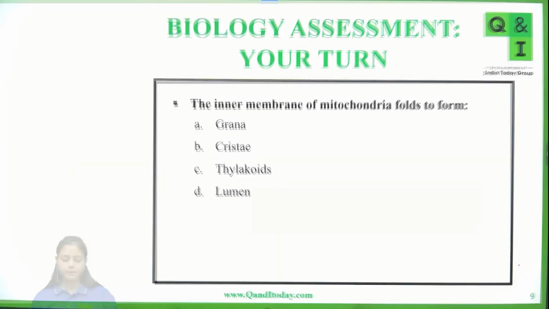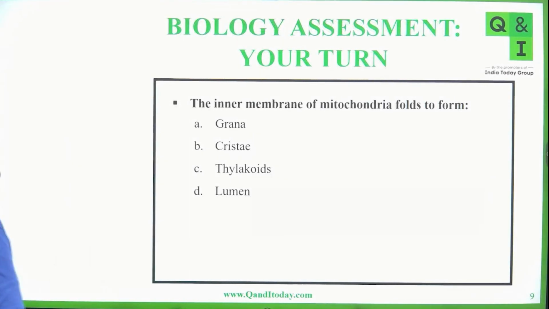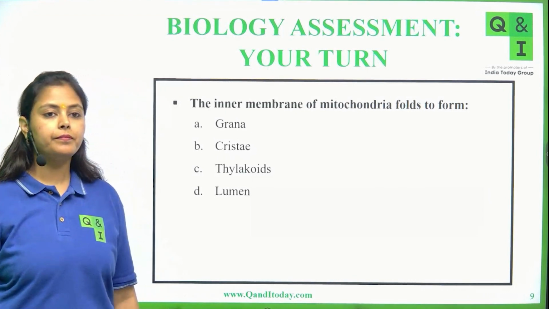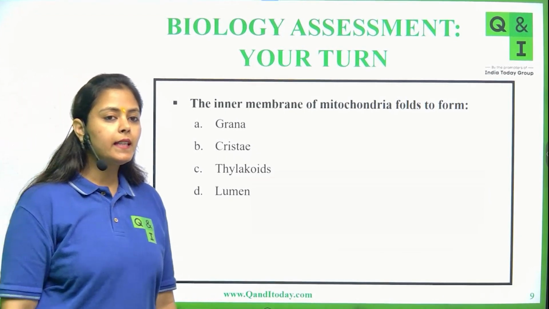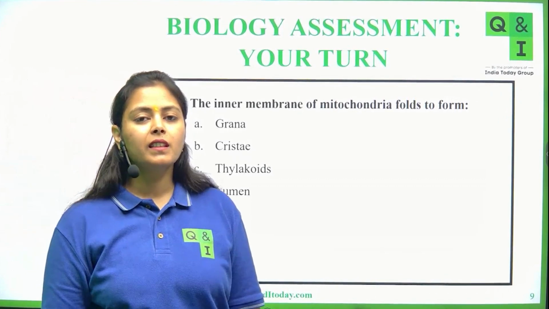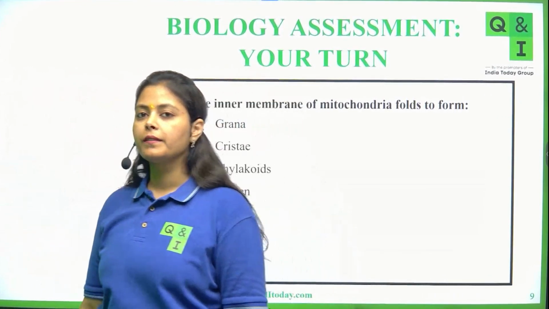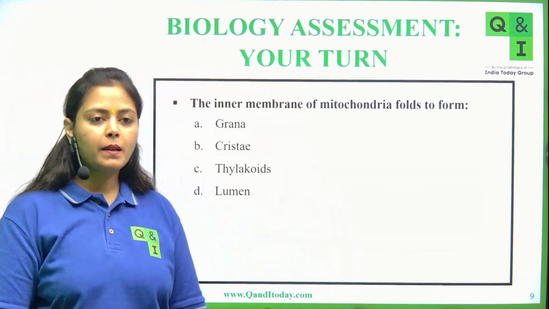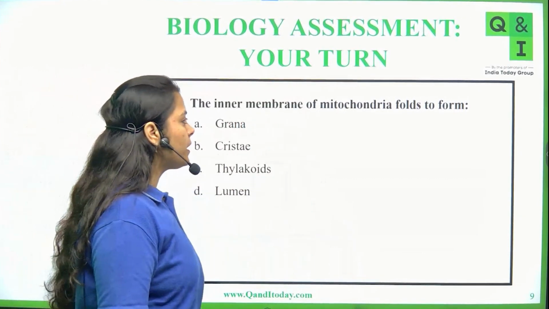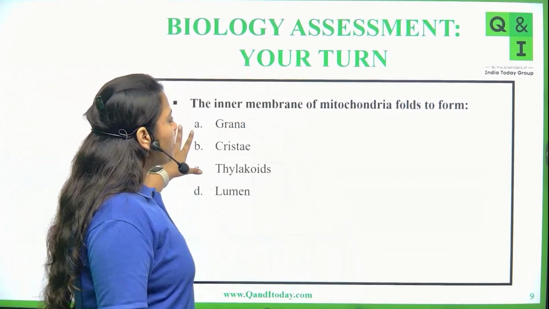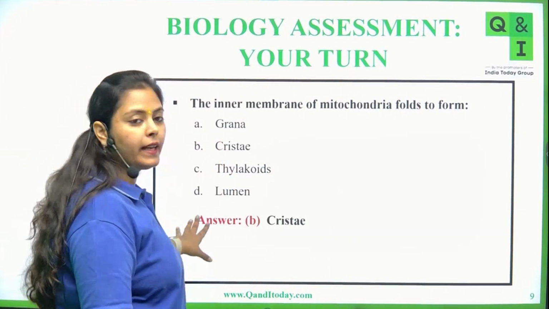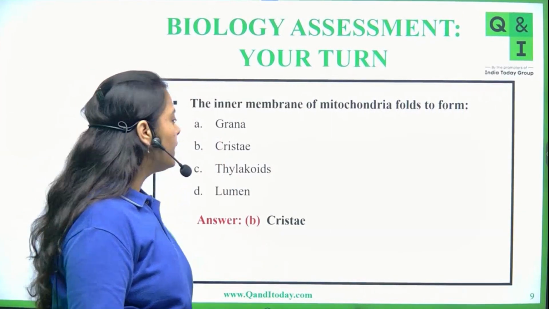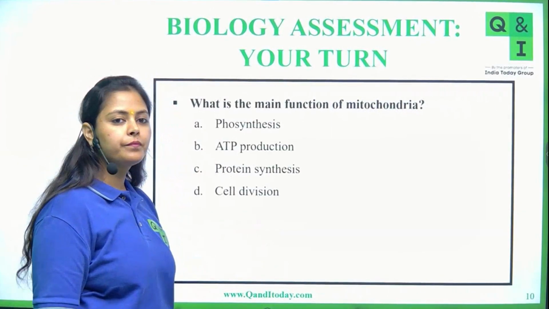So now solve this question. No, it doesn't occur in the outer membrane. It occurs in the matrix of the mitochondria, the first chemical reaction. Yes, the inner membrane of mitochondria folds to form cristae. Yes, very good. So the correct answer would be cristae.